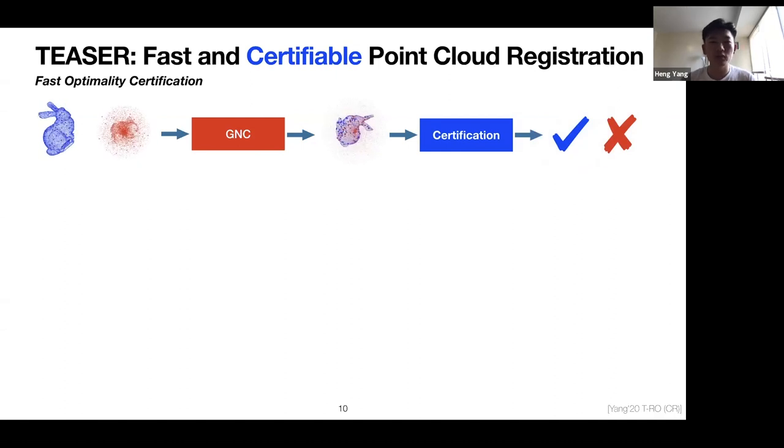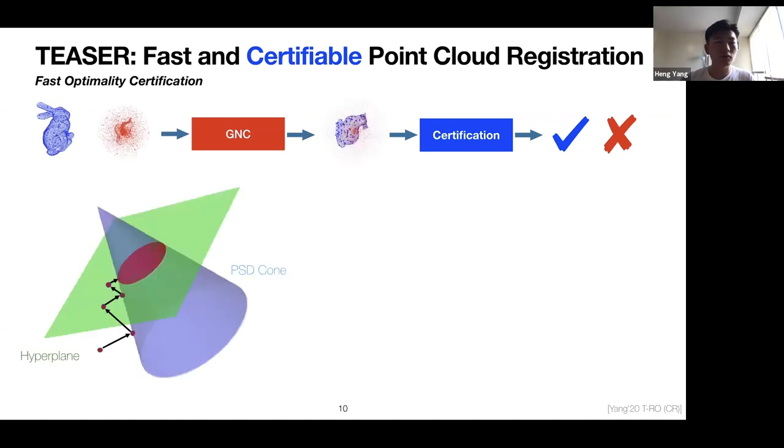So what does certification do? When you write down the equations for certification, it boils down to solving a convex semi-definite program. We are still in the regime of SDP, but now it's an easier SDP in the sense that we do not need to find a solution of some optimization problem. We just need to figure out if the intersection of some hyperplane and the PSD cone is non-empty. If the intersection is non-empty, then the solution of GNC will be certified.